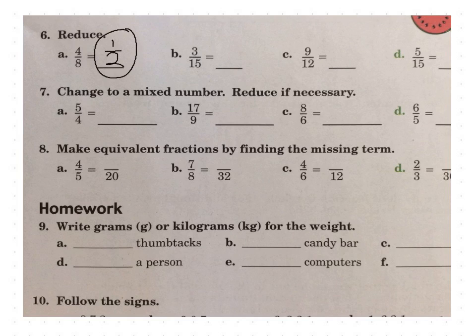Okay, what's the highest number that goes into 3 and 15? 3 is the highest number. 3 goes into 3 one time. 3 goes into 15 5 times. 9 over 12. What's the highest number that goes into 9 and 12? 3 is. 3 goes into 9 3 times. 3 goes into 12 4 times.